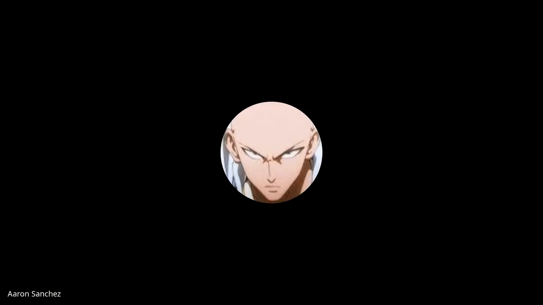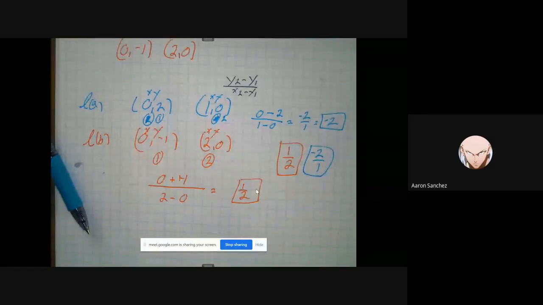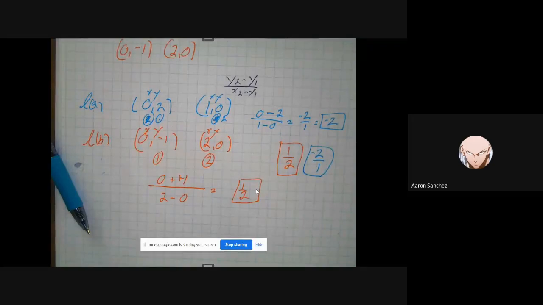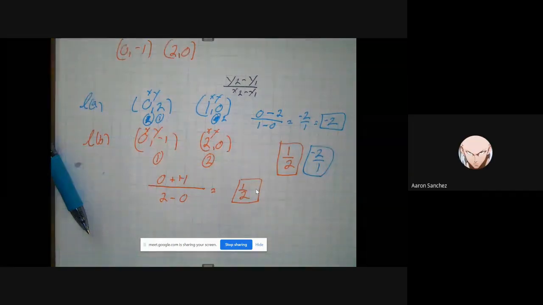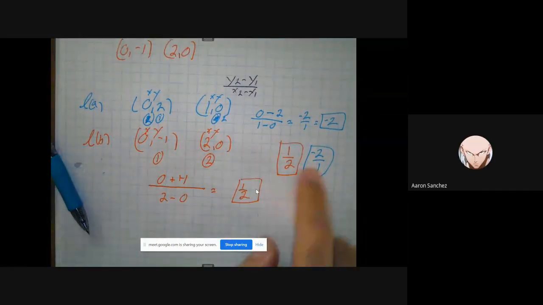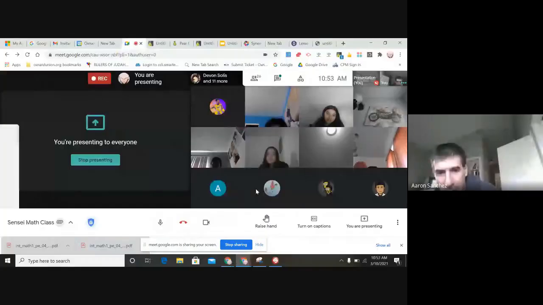1/2 is one slope, and -2 over 1 is the other. Parallel, perpendicular, or neither? Perpendicular. Yes, because they are opposite. This one's positive, this one's negative, and they're reciprocal. 1 over 2, -2 over 1. Boom. That's it. That's all you need to know.